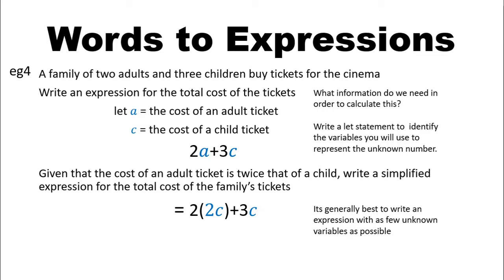Simplifying that, I'm doing 2 times 2C. So that would be 2 times 2, number times number, is 4. That's 4C plus 3C. And simplifying that again, grouping our like terms, we're talking about 4 times the cost of a child's ticket plus 3 times the cost of a child's ticket. That would be 7 times the cost of a child's ticket. This is now fully simplified. As we said in the beginning, we don't know how much the child's ticket costs, so we can't solve it. All we can do is write an expression that is simplified as much as possible.